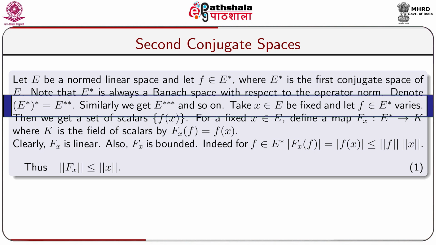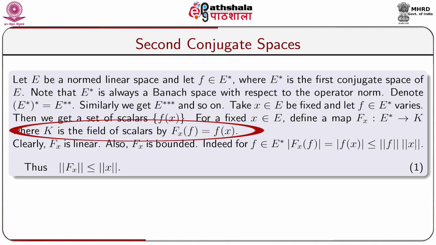Denote E star whole star as E double star. Similarly, we get E triple star and so on. Let us take an element x belonging to E, which is fixed, and let f belong to E star and vary. Then we get a set of scalars f(x). For a fixed x belonging to E, define a map F_x from E star to K, where K is the field of scalars, by F_x(f) = f(x).